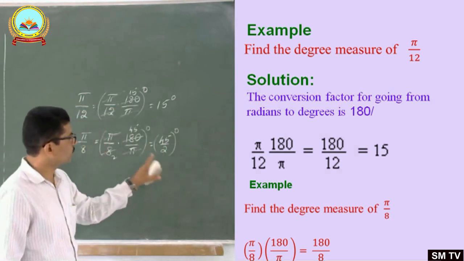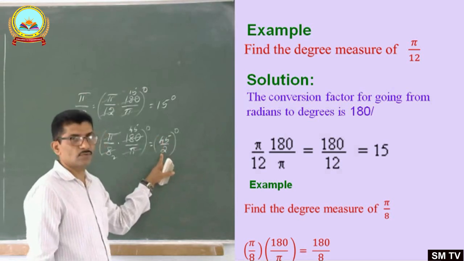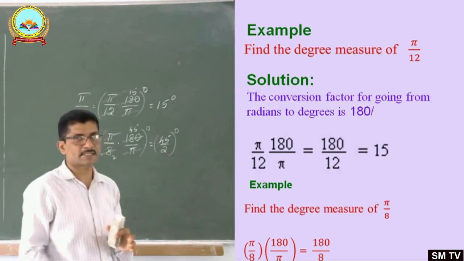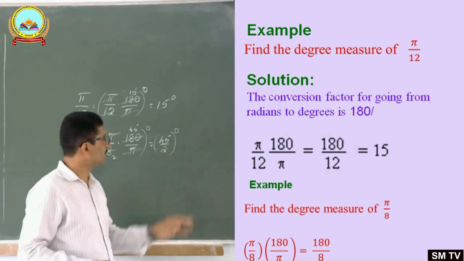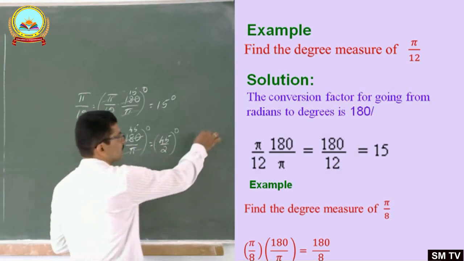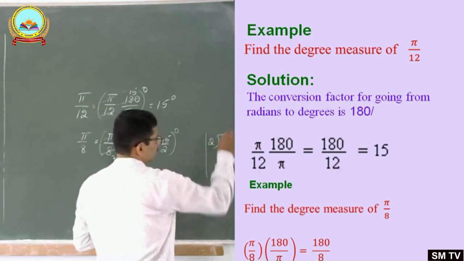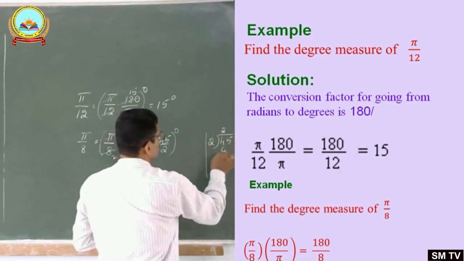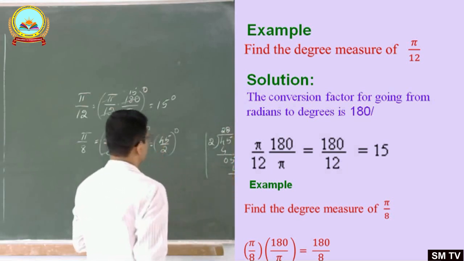This 45 by 2 is in fraction form, and you know that 45 by 2 is an improper fraction. Therefore it is converted into a mixed fraction. An improper fraction means this value contains some integral value and a fractional value. Using the division algorithm, divide 45 by 2: 2 fours are 8, taking 5, the quotient is 22 and the remainder is 1.